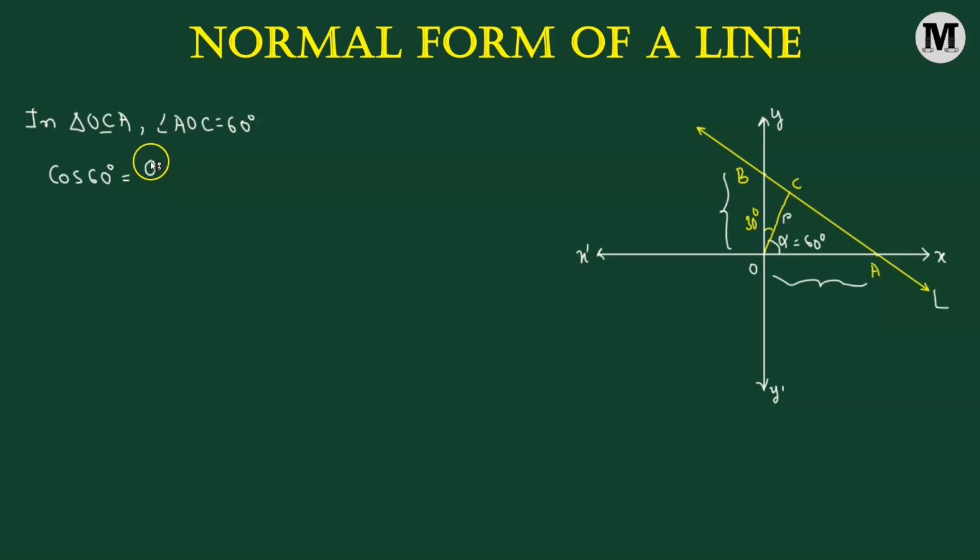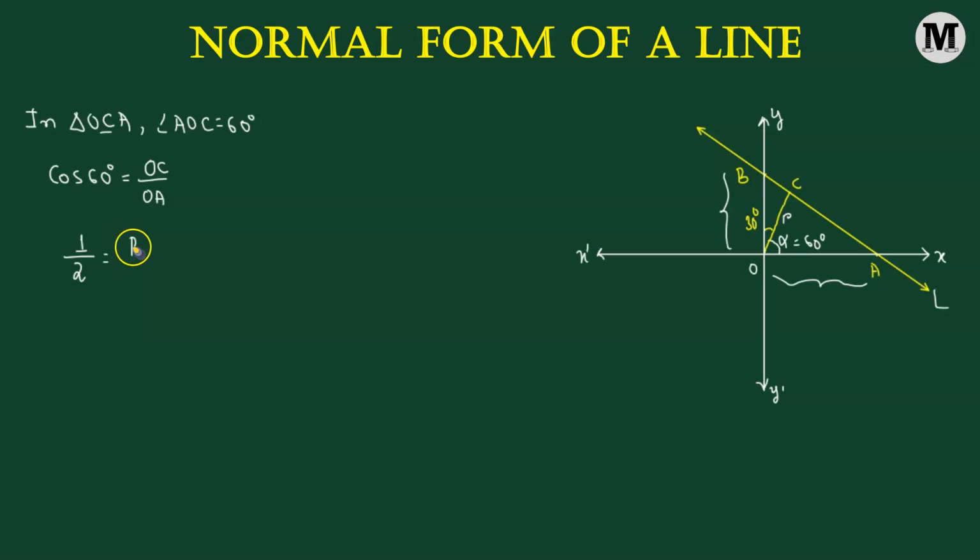The adjacent, that's going to be OC divided by the hypotenuse, so that's OA. So OC over OA, that is cosine of 60 degrees. Now cosine of 60 degrees, we know that it has a value of 1/2. So 1/2 equals OC over OA.